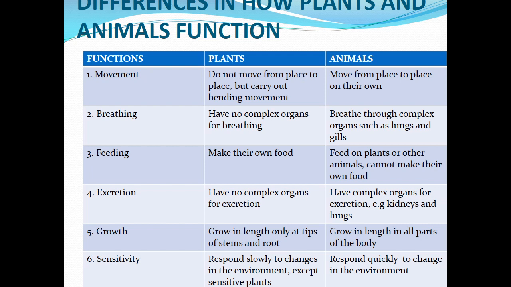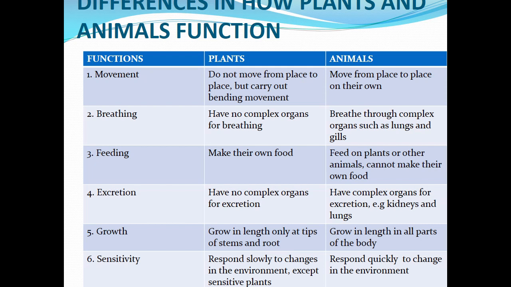Number 3. Feeding. Plants make their own food. They don't depend on animals to get food. They make their own food through the process called photosynthesis. While animals feed on plants or other animals. So animals cannot make their own food. They depend on plants and other animals for food.